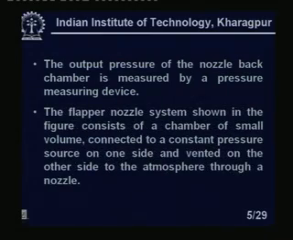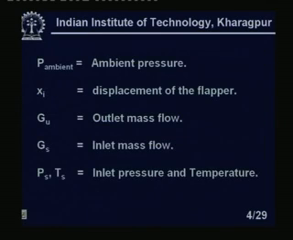The flapper nozzle system shown in the figure consists of a chamber of small volume connected to a constant pressure source on one side and vented on the other side to the atmosphere through the nozzle. Let us look at it again. You see.